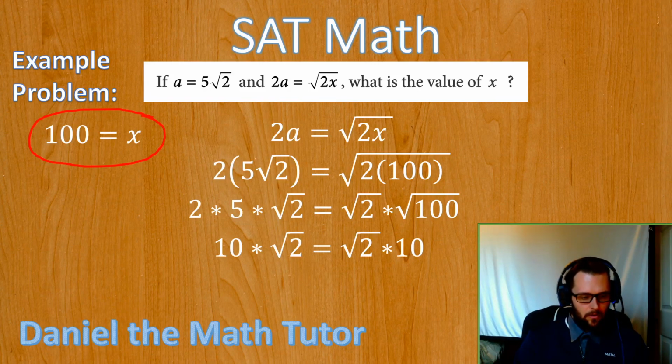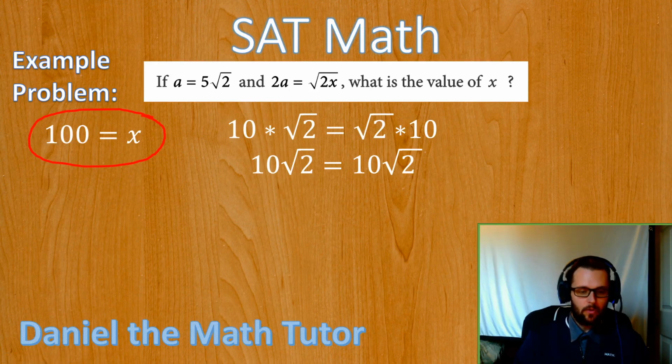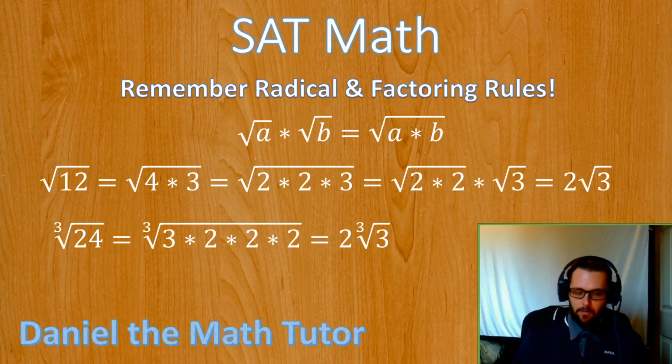So this can be rewritten. Simplify by writing 10 root 2 on both sides of the equation. This is correct, so we have confirmed that our answer of x equals 100 is correct. Alright, by remembering these math rules, you can solve these types of problems quickly on your test.